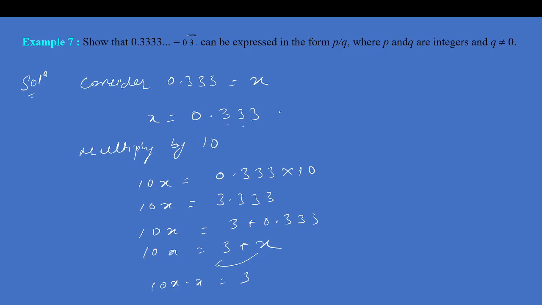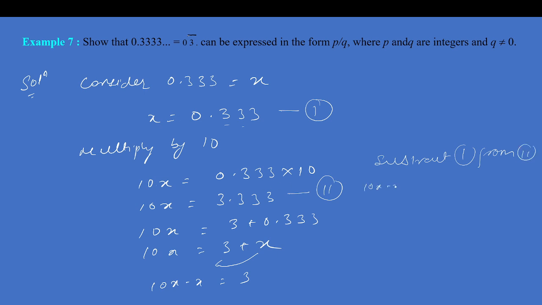So we have x. Take this as equation 1. Now we multiply by 10. So 10x is equal to 0.333 into 10, or 10x is equal to 3.333. Take this as equation 2. Now either you split it into two numbers or you just subtract. This is the easiest: subtract 1 from 2.